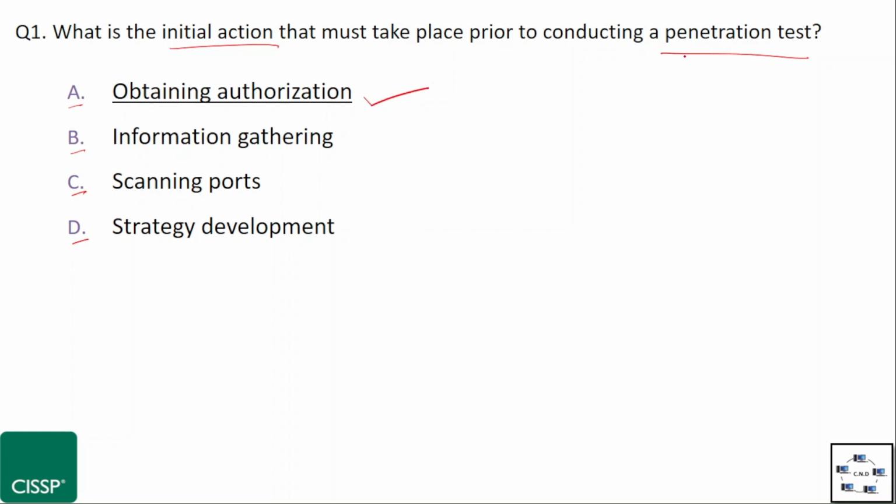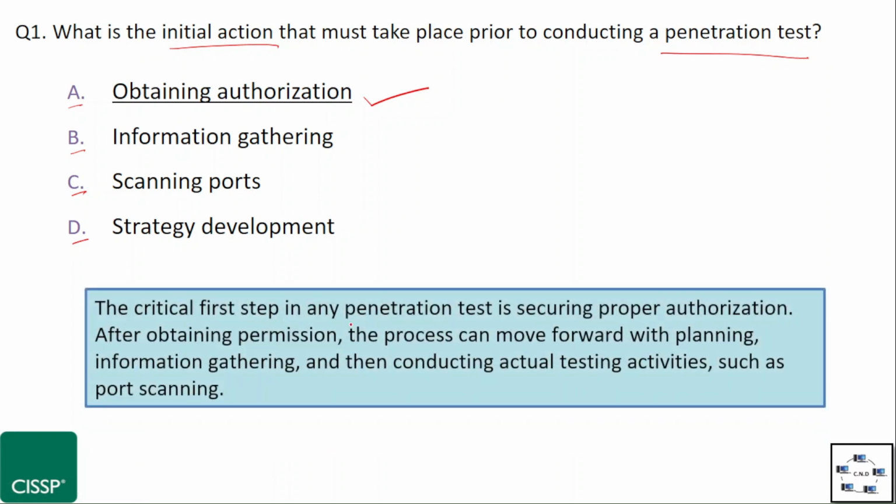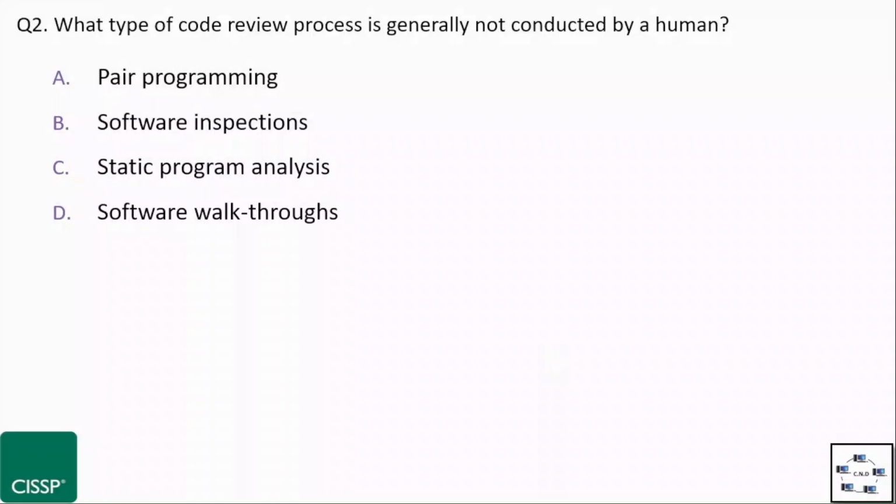Since penetration testing is a disruptive activity and it may disrupt the functioning and the services of the organization, therefore obtaining the authorization from the concerned organization and their leadership is the initial and a primary important task. So the critical first step in any penetration test is securing proper authorization. After obtaining permission, the process can move forward with planning, information gathering, and then conducting actual testing activities such as port scanning.